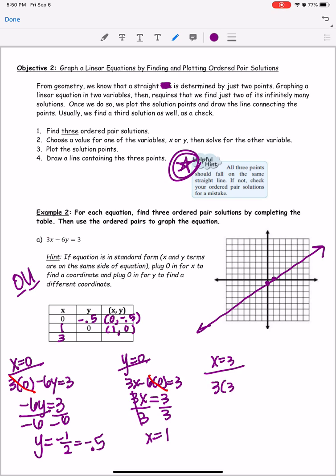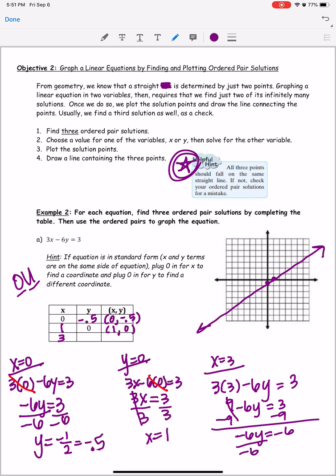So I've got 3 times 3 minus 6y equals 3. So 3 times 3 is 9. Get y by itself, so opposite of a positive 9 is a negative 9. So I got negative 6y equals negative 6. Divide by negative 6. And we get y is negative over negative is positive 1. So we get a 1 right here. So my ordered pair is 3, 1. So when I plot this, we go right 1, 2, 3, up 1. That is on my line right there.